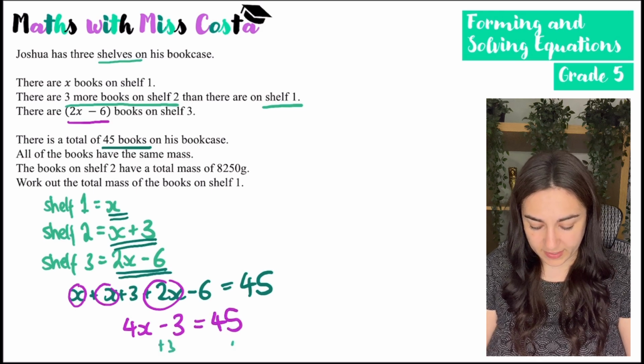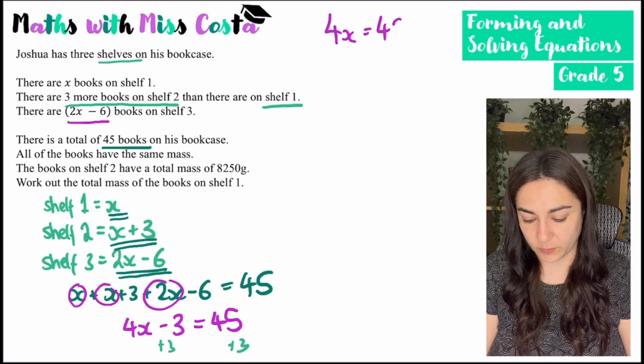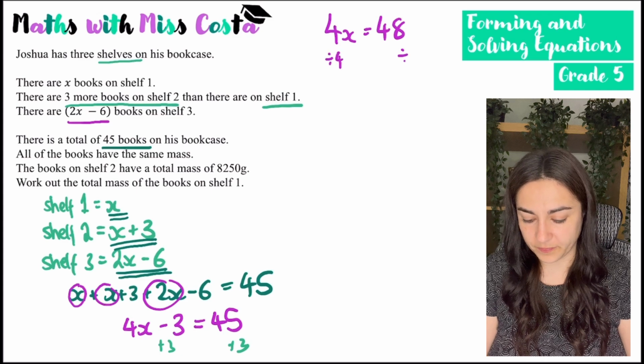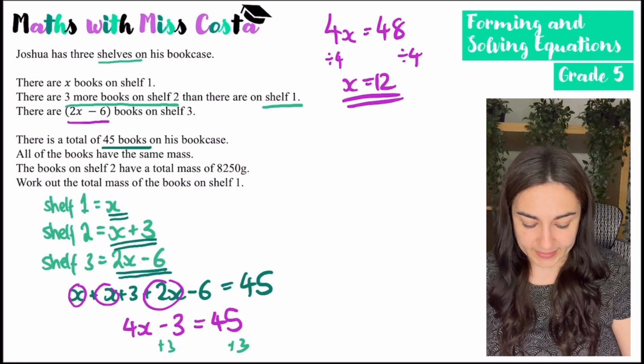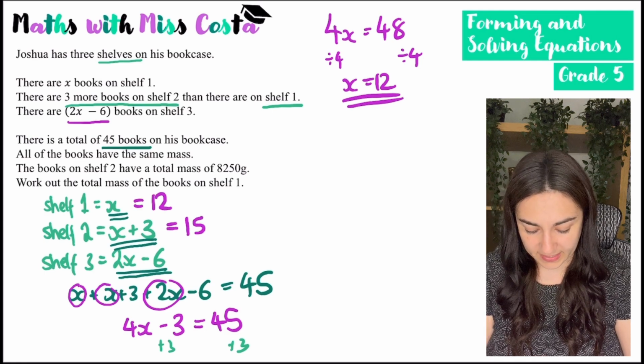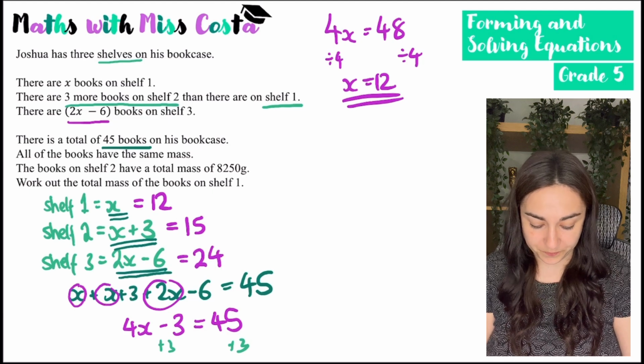If you add 3 to both sides, you're left with 4x equals 48. And then we divide by 4. So therefore x equals 12. Okay, so I know that on shelf 1, there are 12 books. There are 15 on shelf 2. And on shelf 3, 30 take away 6 is 24.